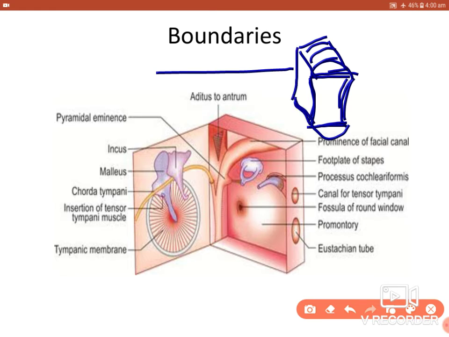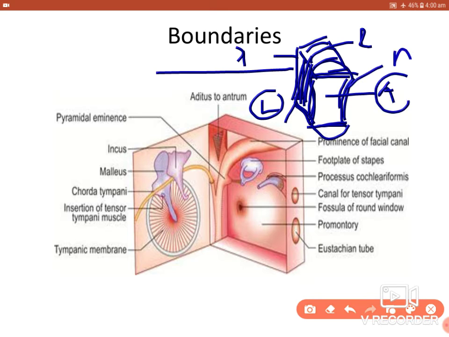Here this is the lateral wall. See, this is the lateral wall. This is the posterior wall. See, this is the roof. This is the lateral wall. This is the anterior wall. This one is the medial wall. This is the floor. Okay.